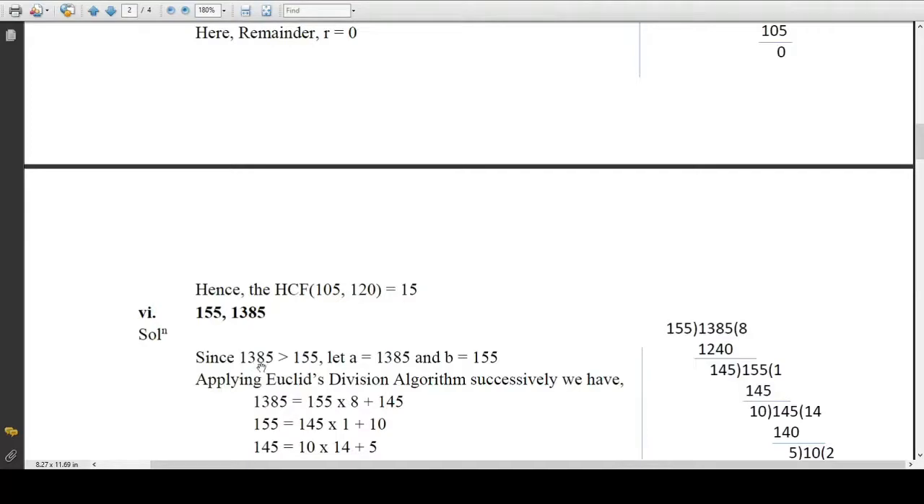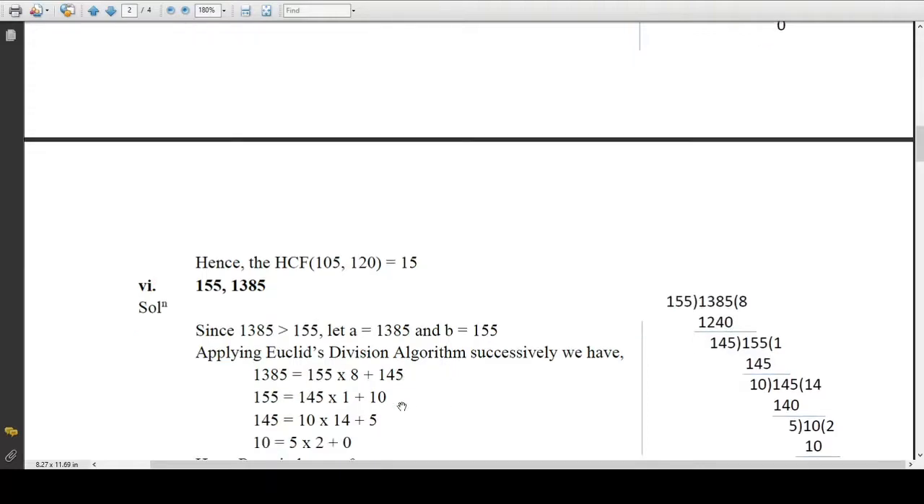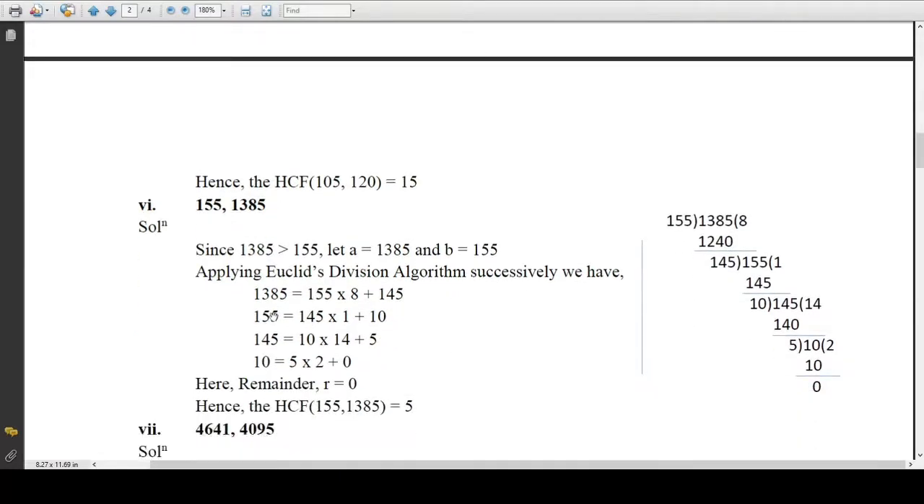Number 6. 1385 is bigger than 155, therefore you will divide 1385 by 155. You go with 8 is 1240, remainder will be 145. Again the next step, 155 as the dividend, 145 as the divisor. You go with 1 is 145, leaving 10 as remainder. 145 multiply 1 plus remainder 10.